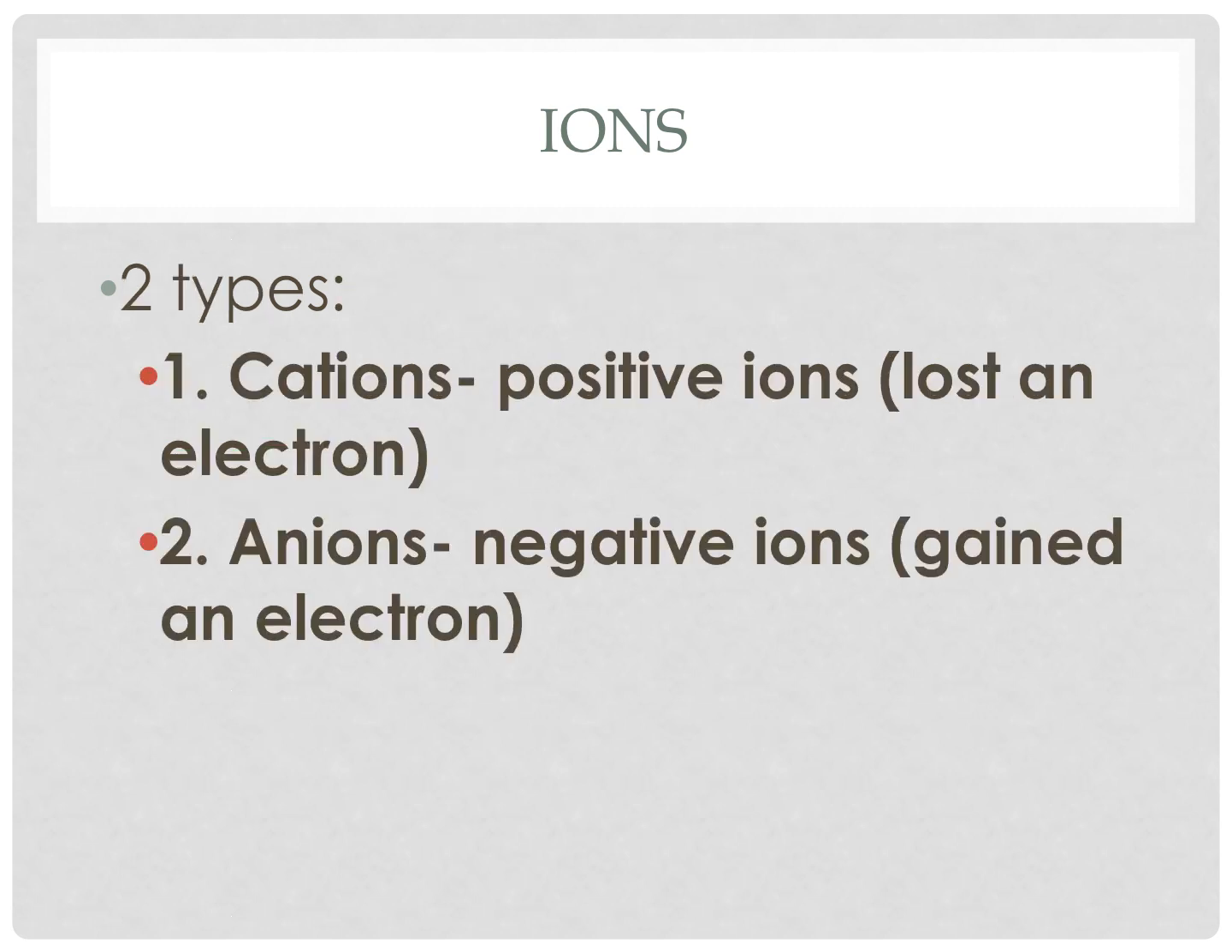All right, and then when we look at ions, we have 2 different types of ions. The first one, we call them cations. Everyone say cation. Okay, these ones are positive ions. So like a +1 charge, a +2 charge. That means that electrons are lost. And then the second type are called anions. Everyone say anion. Good. These ones are negative ions. It means that electrons are gained.